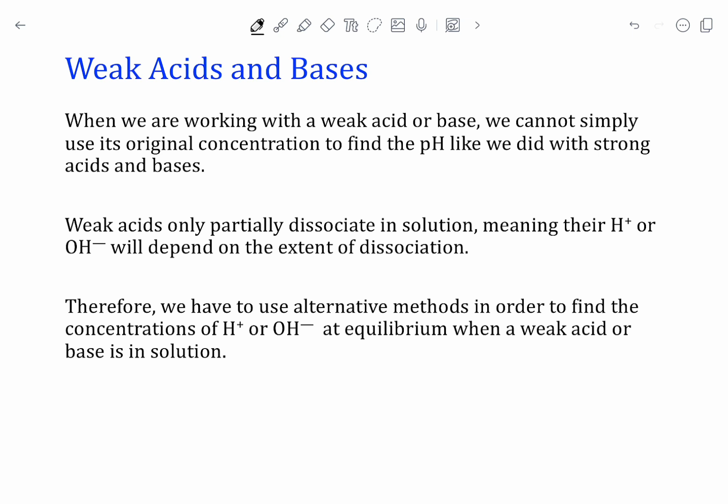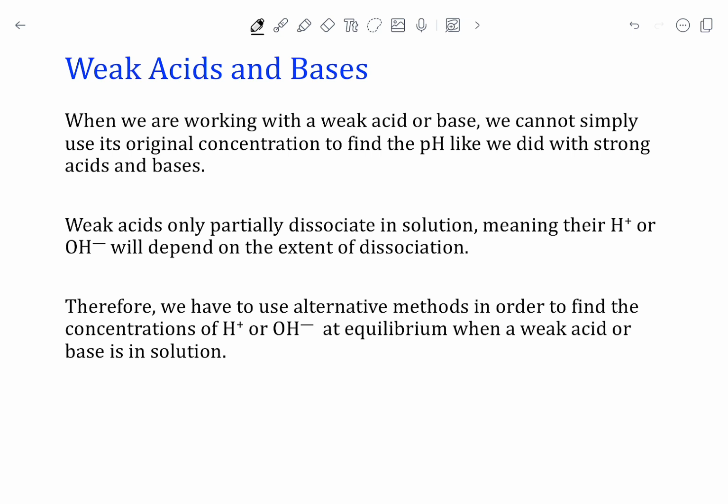Today in this lesson we are going to be talking about weak acids and weak bases and how we are able to solve for the pH and the pOH of those solutions. Now, as I mentioned in our previous lesson when we were talking about strong acids and strong bases, weak acids and weak bases only partially dissociate when they are in solution. So when we're working with weak acids or weak bases, we cannot simply use its original concentration to find the pH or the pOH like we did with strong acids and strong bases, as we saw in our previous lessons.